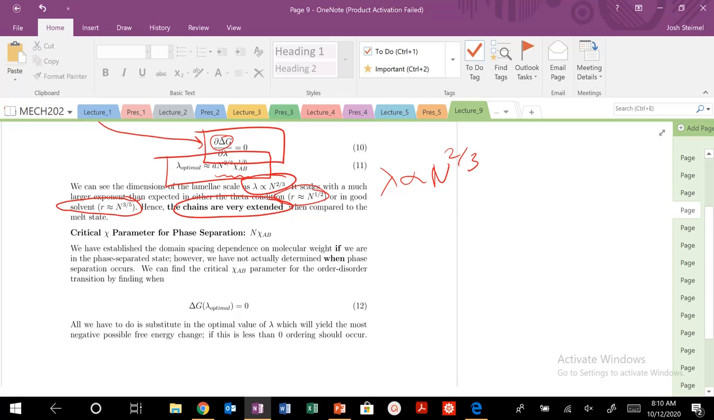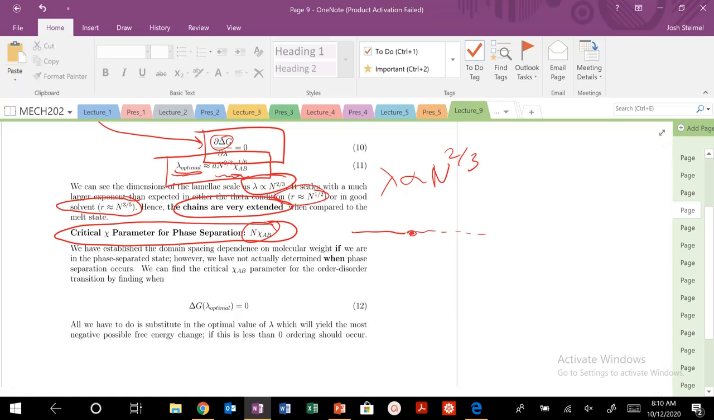So what does this mean? And actually, you could also see, this kind of makes sense too. As my chi-AB increases, my optimal period increases as well. As those AB interactions become less favorable, the chains become even more stretched, because they want to minimize those AB interactions. There'll be another problem set question on that one as well. Now, this is great, but again, what is my critical chi-AB N that will allow me to microphase separate, or not microphase separate?